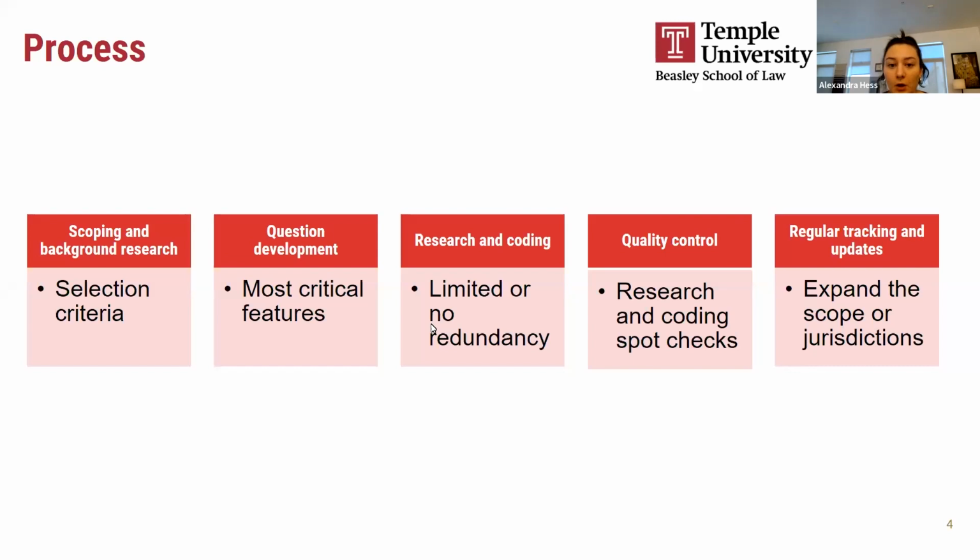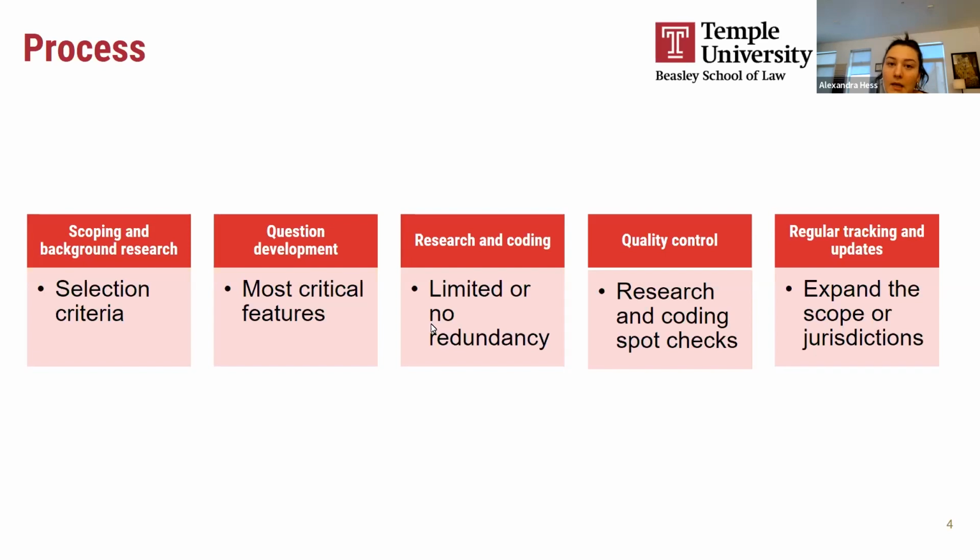So the process flows really similarly to policy surveillance, but starting with scoping and background research, I think a big difference here is when you're considering the selection criteria. Whether or not there's an interest in understanding how this policy area will impact health equity, and the extent to which you can collaborate as you're thinking about how you'll conduct this project.